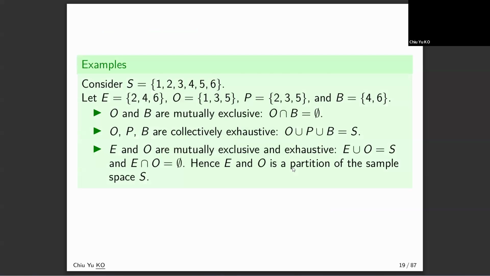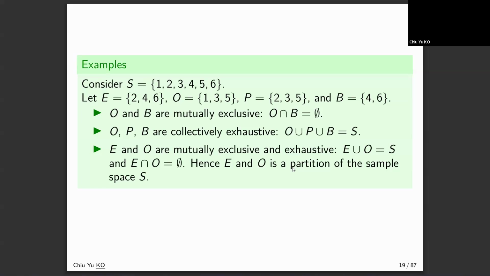Before we do that, with an example, okay, we have again a die, 1 up to 6, right? And even number, odd number, okay. P is a new thing. P is a prime number, okay. And B is the big even number. Okay. So first, odd number and big even number are mutually exclusive, right? Because they cannot both be true. The intersection is empty. Second, the collectively exhaustive one is O, P, B, because either O or P or B would be true. They cannot all be false, right?